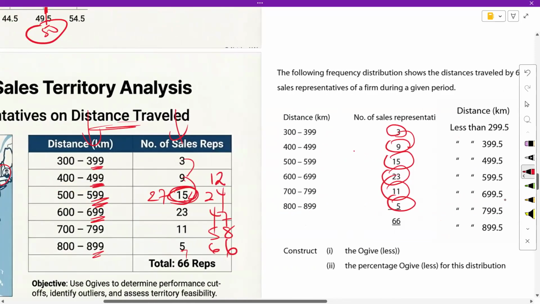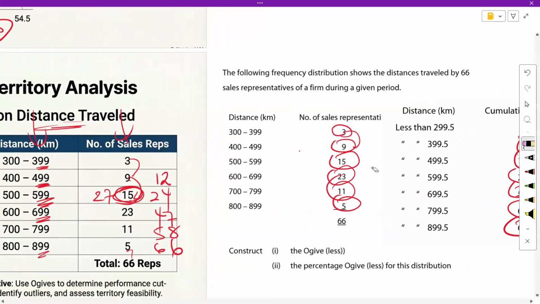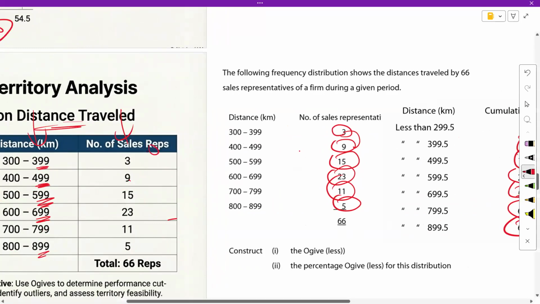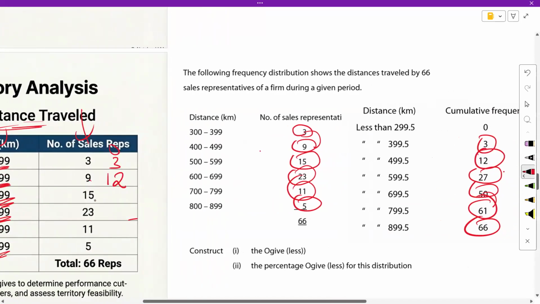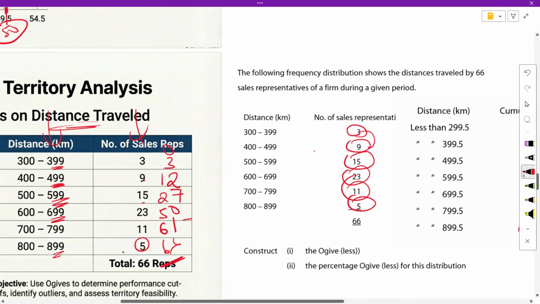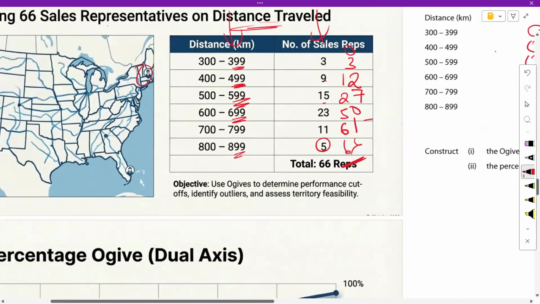So we made a mistake here, right? I'm sorry. Here 0, 3, 3 plus 9 is 12, right? 12 plus 15 is 27. 27 plus 23 is 50. 50 plus 11 is 61. 61 plus 5 is 66, right? This is the cumulative frequency less than.